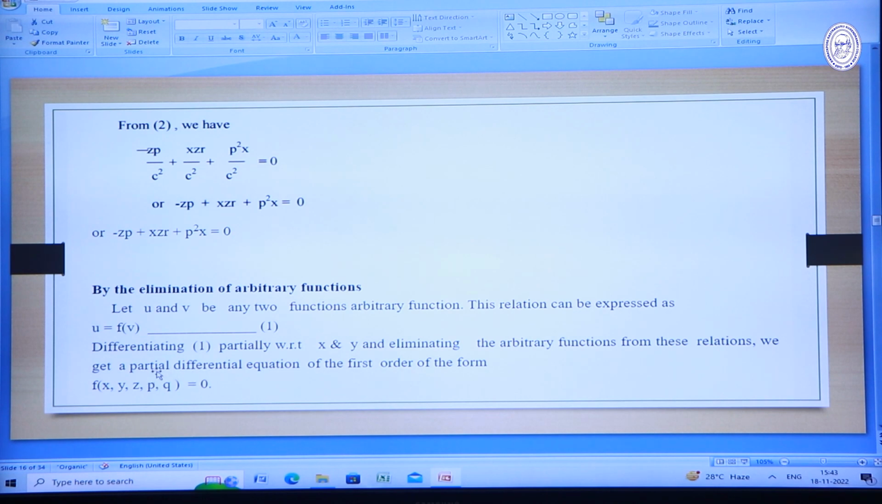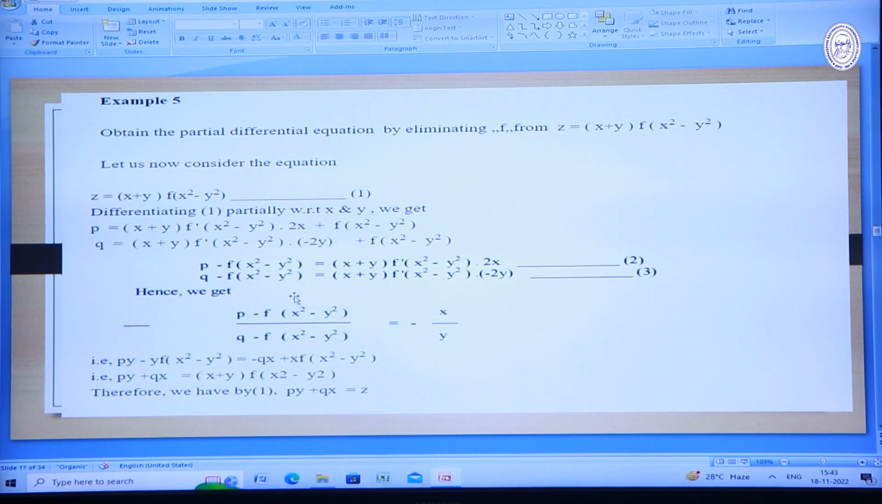Then differentiating with respect to x and removing this function, we get a partial differential equation of the equation. For example, obtain the partial differential equation by eliminating f from z equal to x plus y into f of x square minus y square. Here the arbitrary function is f of x square minus y square.